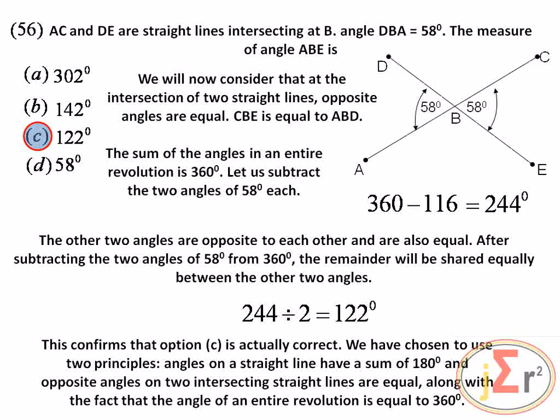We have chosen to use two principles, and those principles are angles on a straight line have a sum of 180 degrees, and the other one is opposite angles on two intersecting straight lines are equal. We have used that one along with the fact that the angle of an entire revolution is 360 degrees.